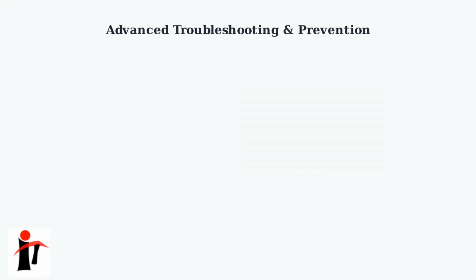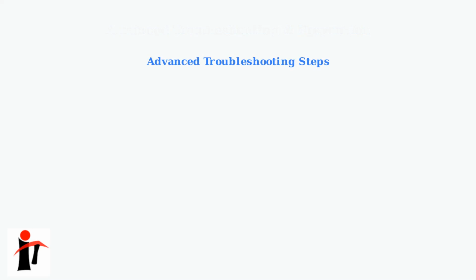When basic troubleshooting doesn't resolve CRA error ERR.221, advanced techniques can help solve persistent issues and prevent future occurrences. Advanced troubleshooting involves three key areas: security software configuration, network diagnostics, and system-level fixes.